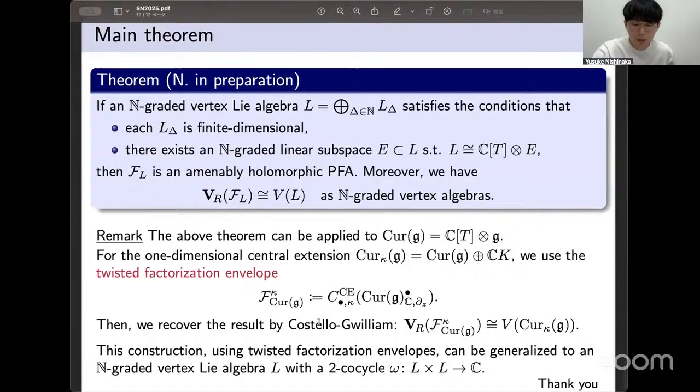Finally, let me state the main theorem. Suppose an integrated vertex 3 algebra L satisfies the following two conditions. First, each L delta is finite dimensional, and second, there exists an integrated linear subspace E such that L is linear isomorphic to this tensor product.